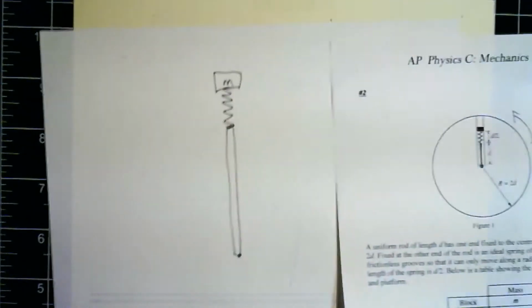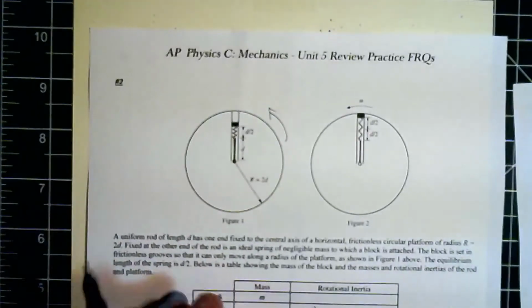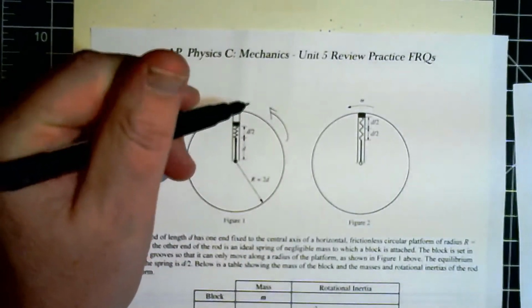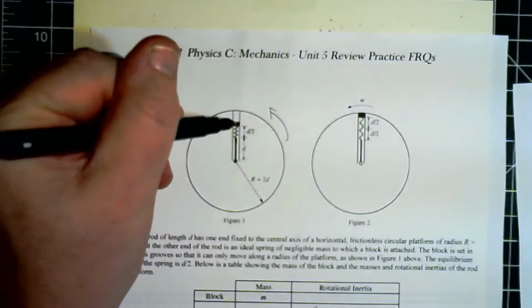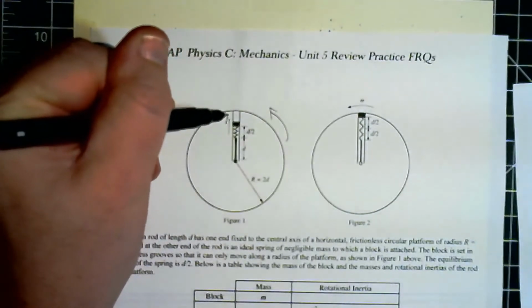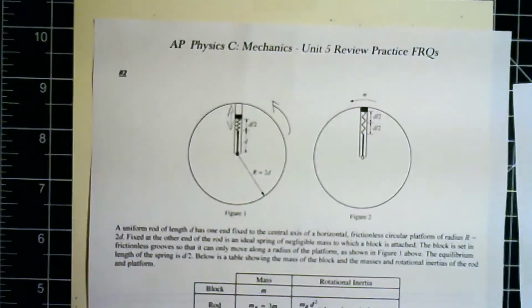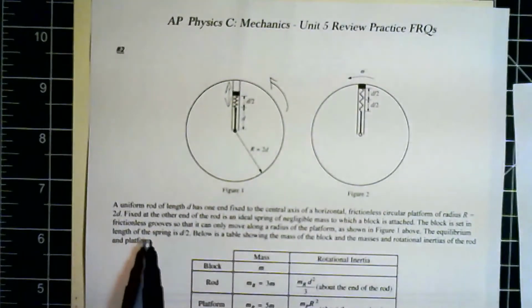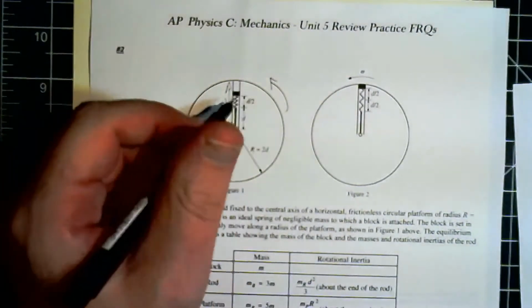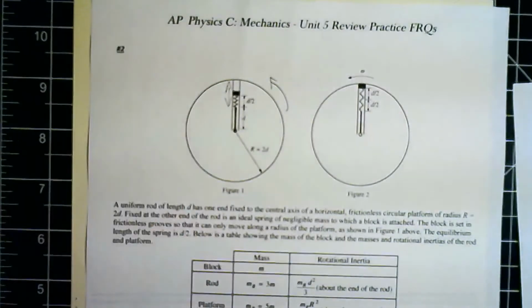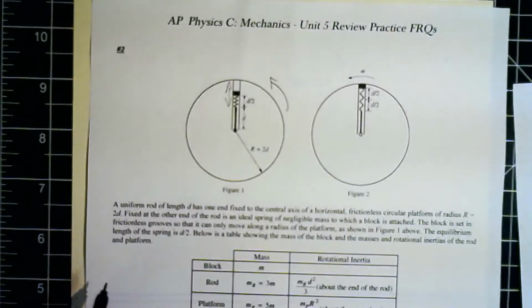Now it goes on to tell us that the mass is free to move, there's no friction, and it's constrained to go along this slot. So the only motion that can happen is in or out along the radius. It says the equilibrium length of the spring is d over 2. So right now, in figure 1, it is at a relaxed state, at an equilibrium position.